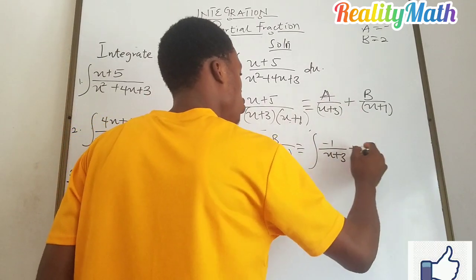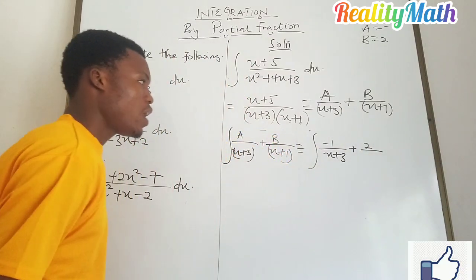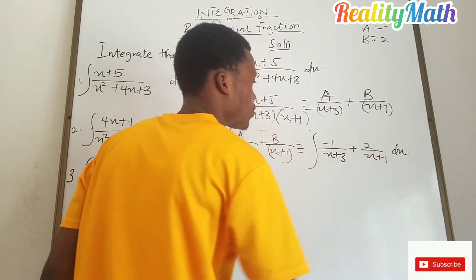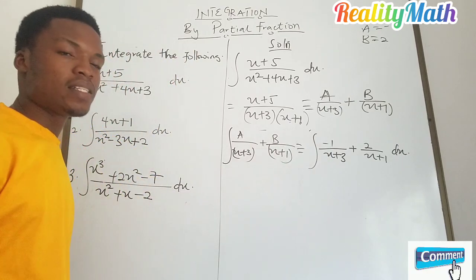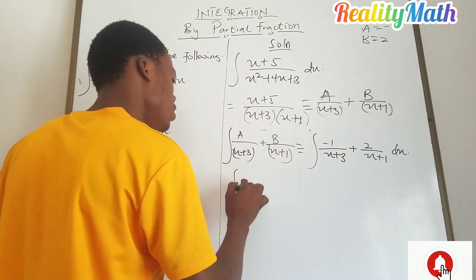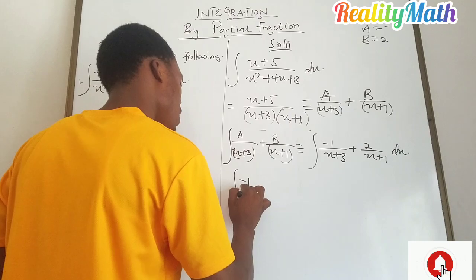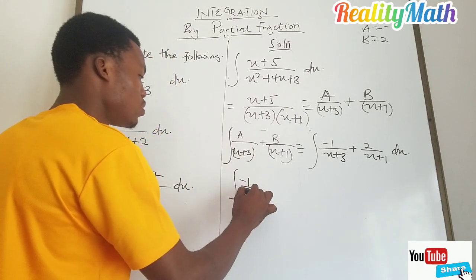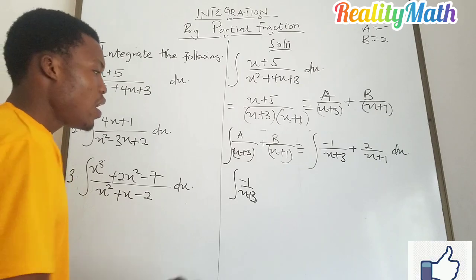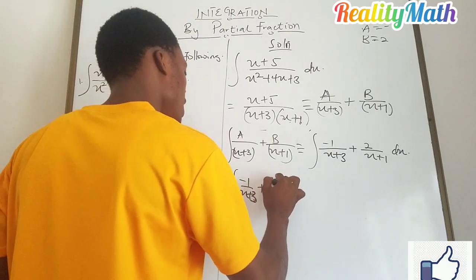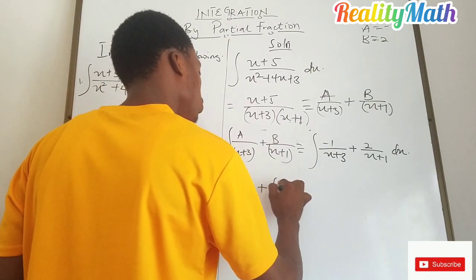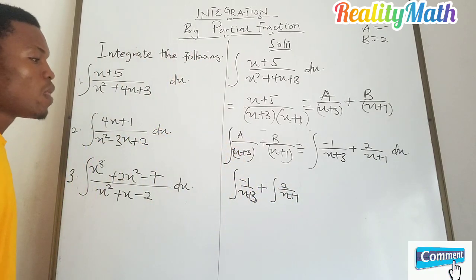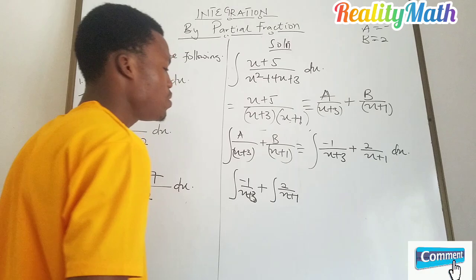The b is what? 2. So 2 over x plus 1 all dx. This we can still write as the integral of minus 1 over x plus 3 dx, plus the integral of 2 over x plus 1 dx. We are just trying to break it down. So let's simplify each term.